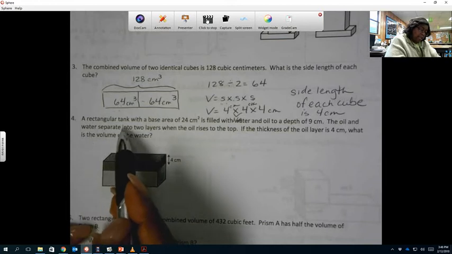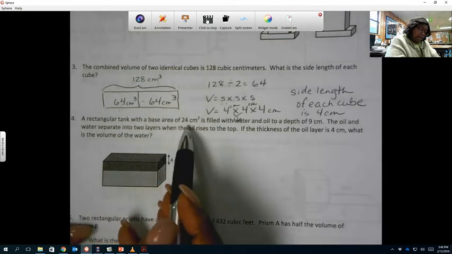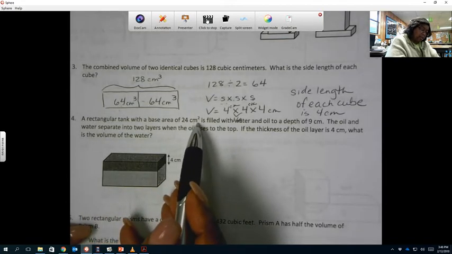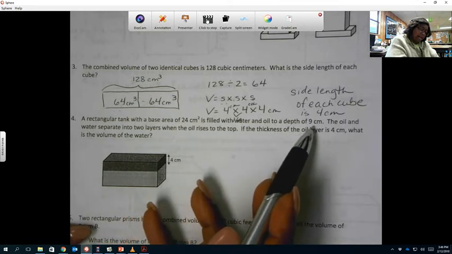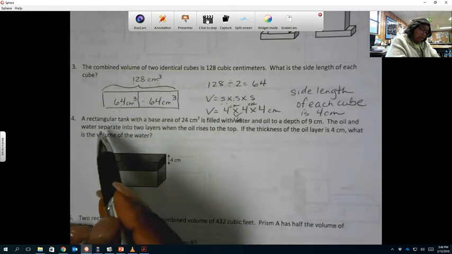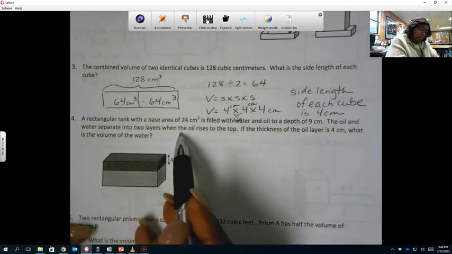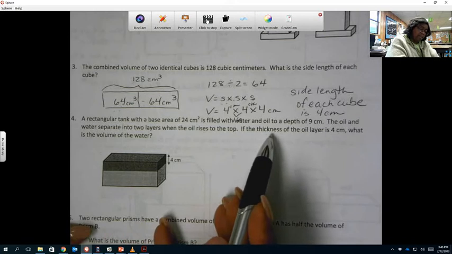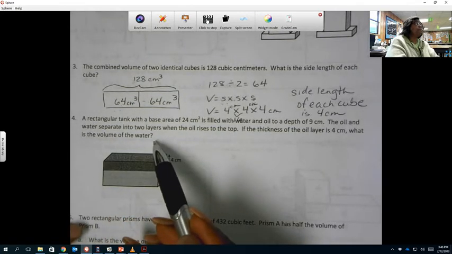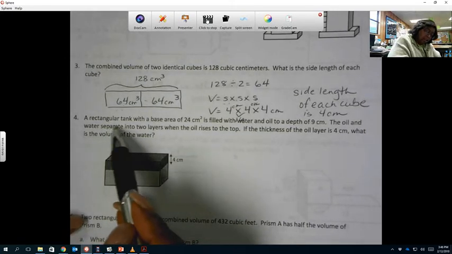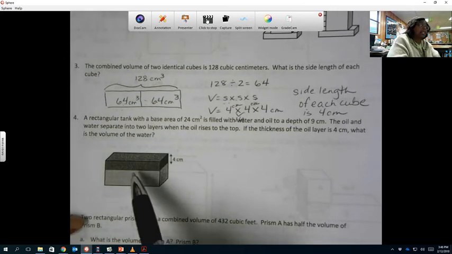A rectangular tank has a base area of 24 square centimeters. It is filled with water and oil to a depth of 9 centimeters. The oil and water separate into 2 layers when the oil rises to the top. If the thickness of the oil layer is 4 centimeters, what is the volume of the water? Well, let's go back and look at our information to see how we can label our picture.